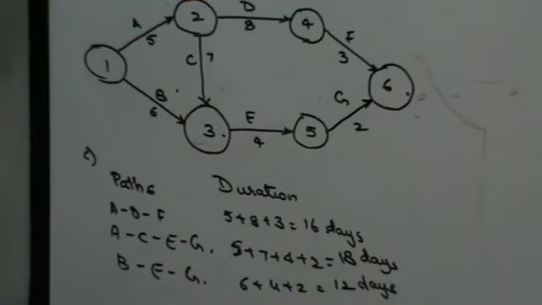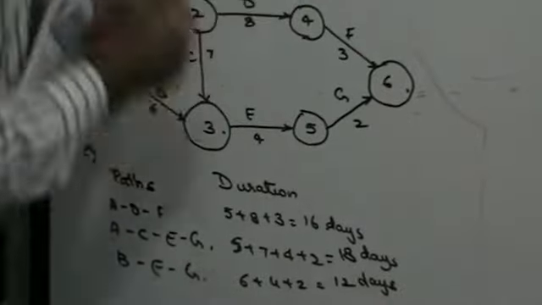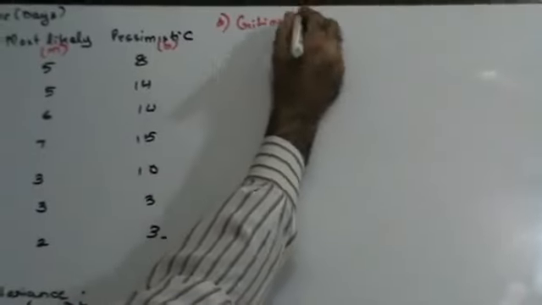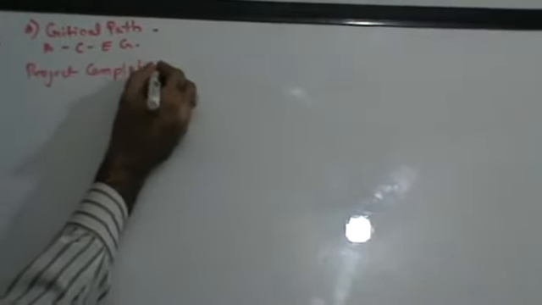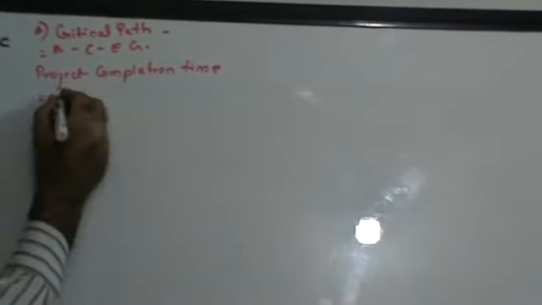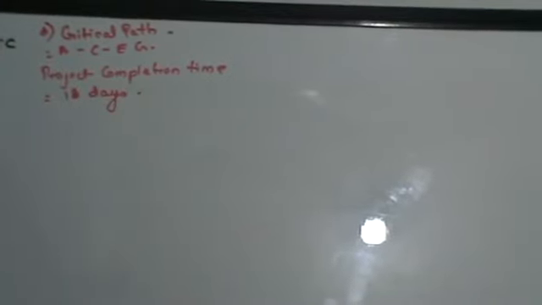So in that case, my critical path is going to be ACEG and my expected project completion time is going to be 18 days. Right? So the critical path is ACEG and the project completion time is 18 days. So the first part of the question is done: draw the PERT network. We've drawn a PERT network.